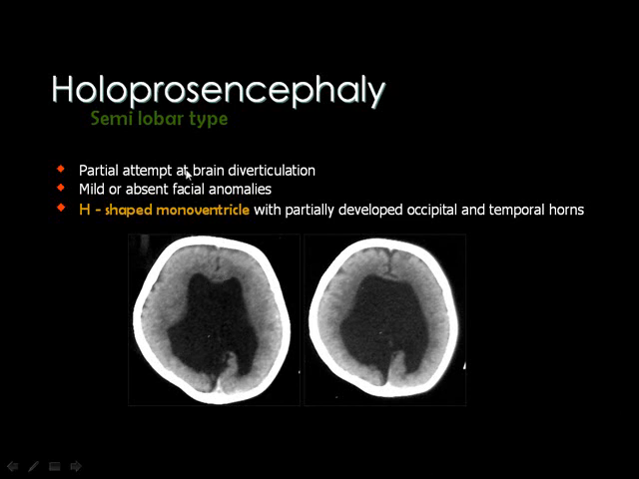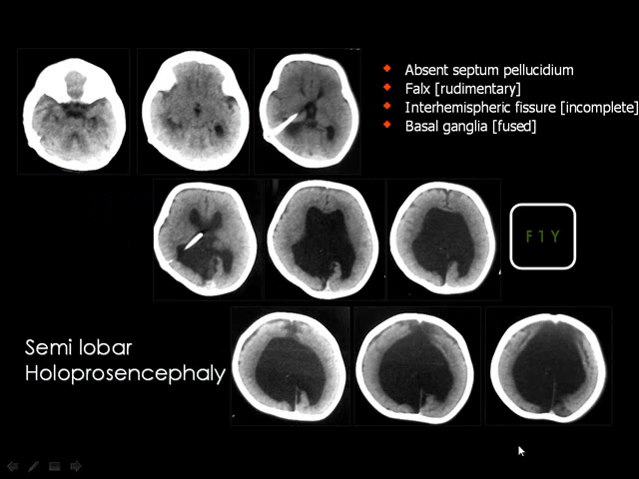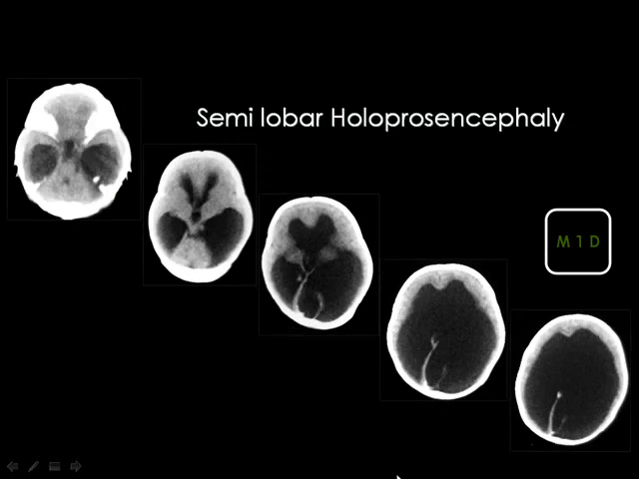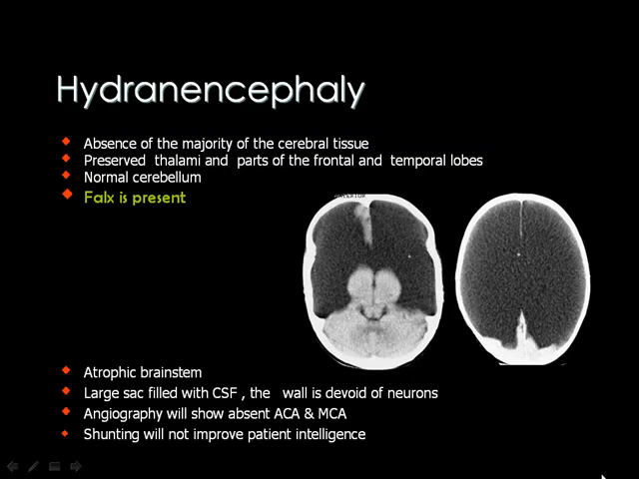At that time, you can diagnose this possibility of semi-lobar type holoprosencephaly. Whenever there is what seems like the frontal horns and the occipital horns, the septum pellucidum is missing, the falx is rudimentary, the interhemispheric fissure is incomplete, and the basal ganglia are fused, then you are dealing with the semi-lobar type holoprosencephaly, another case of semi-lobar type holoprosencephaly.